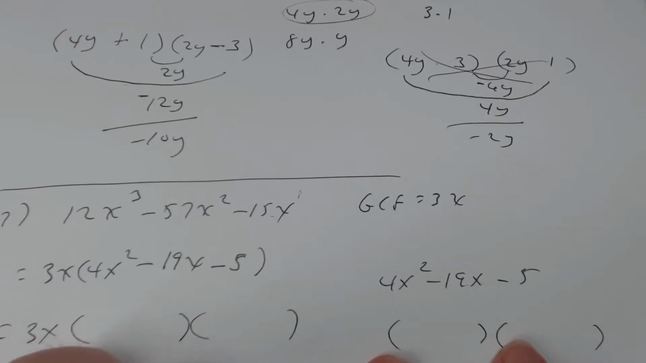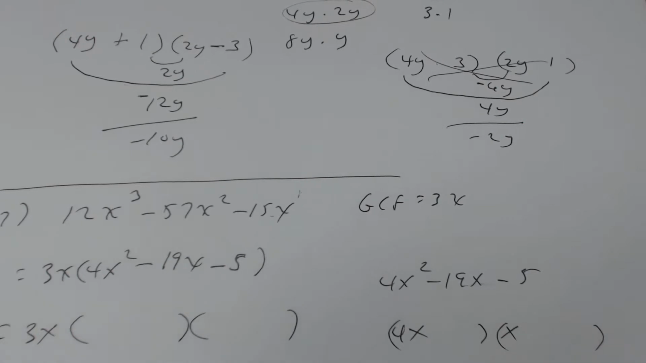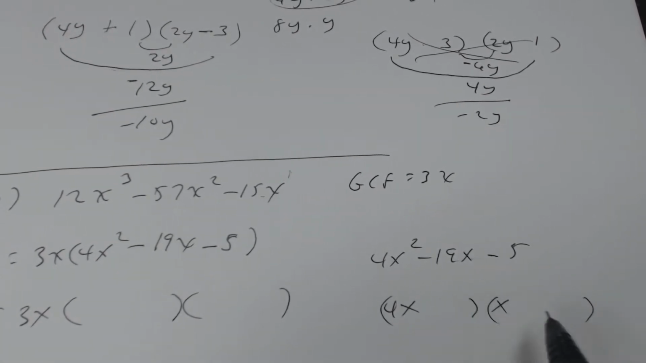So there are 2 possibilities for 4x squared. There's 2x times 2x, and 4x times x. Let's try 4x times x first. So let's put the 4x here, the x there. Now again, the last sign's negative, so these signs in here are going to be different. One's positive, one's negative. We're going to do that at the end when we do the outer and the inner.